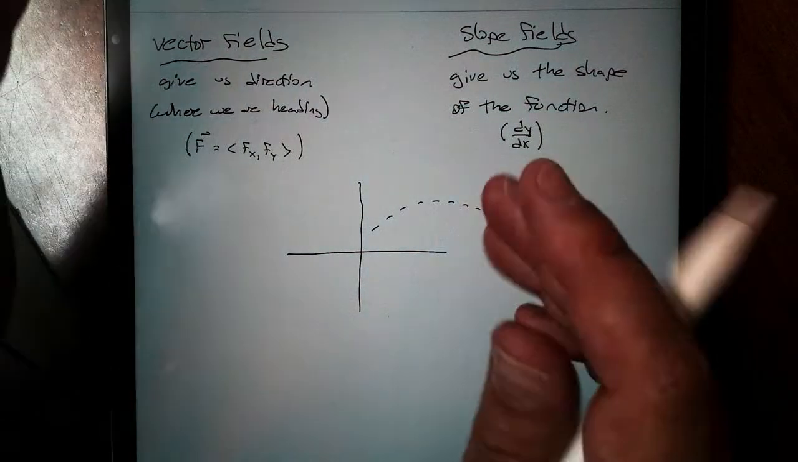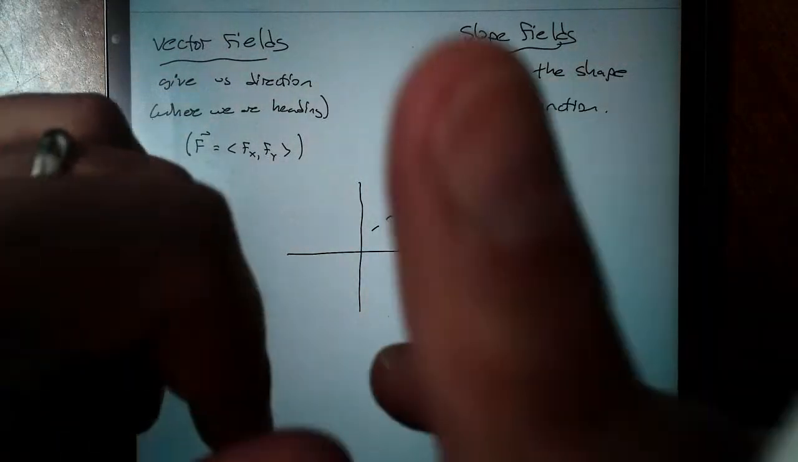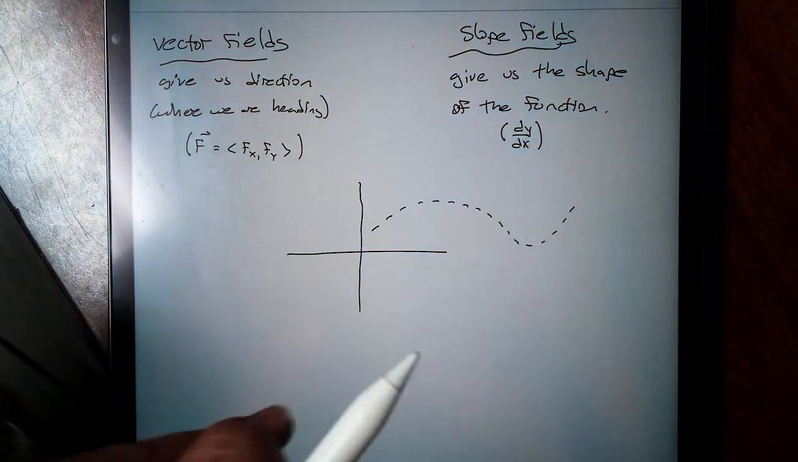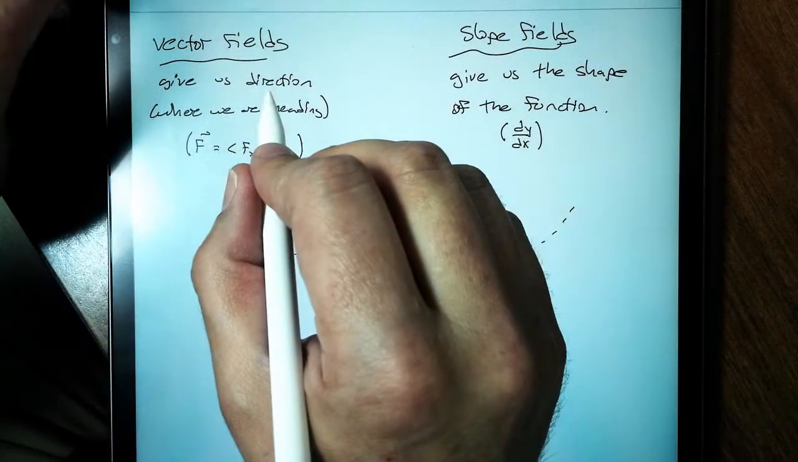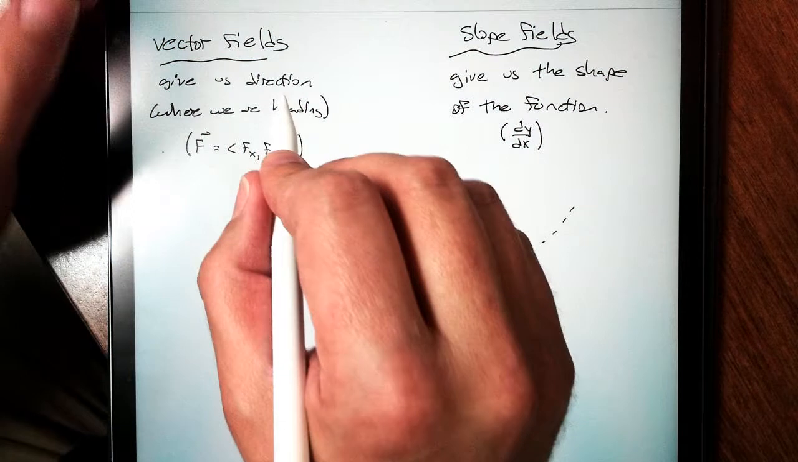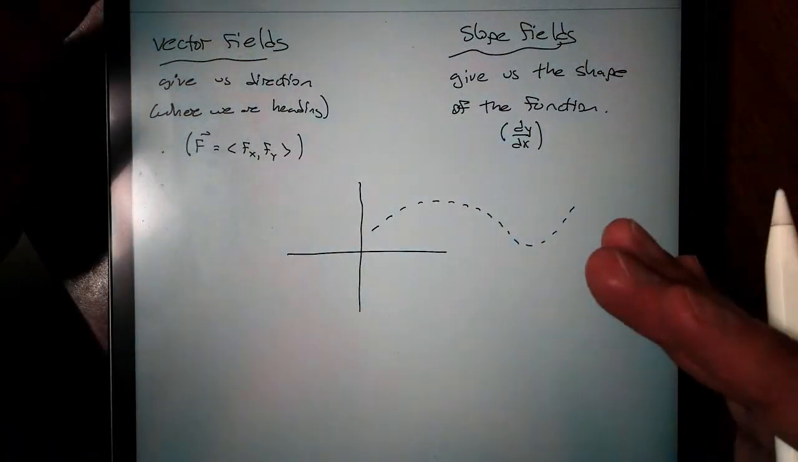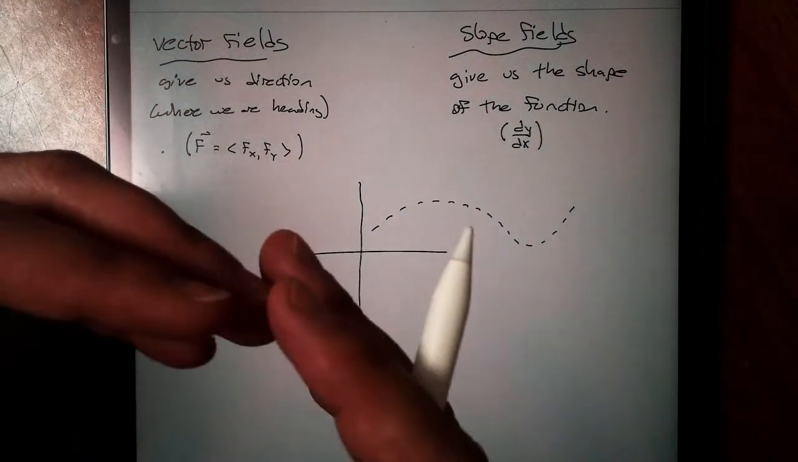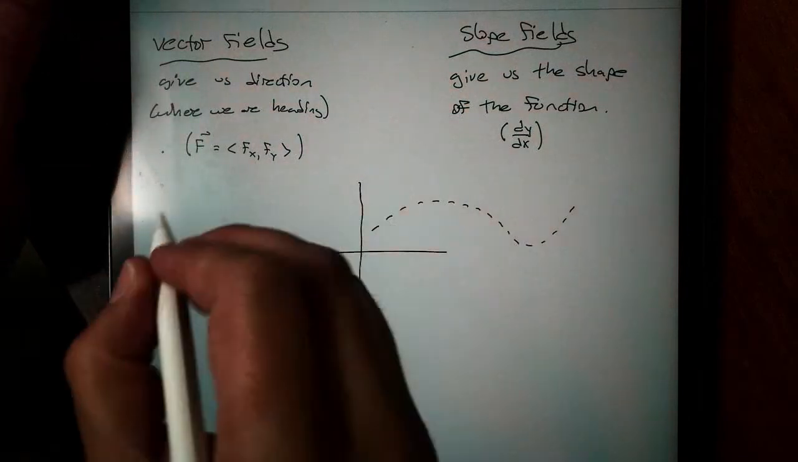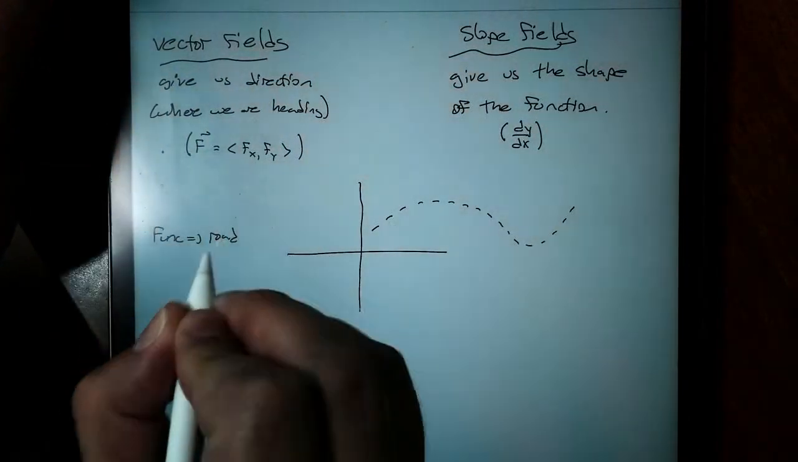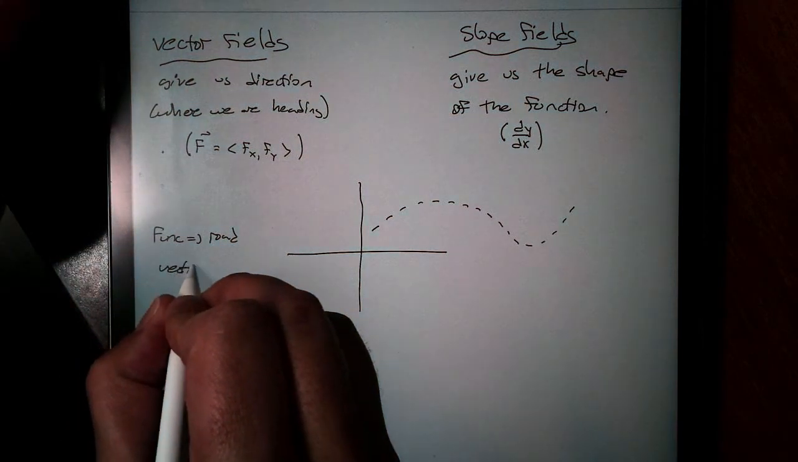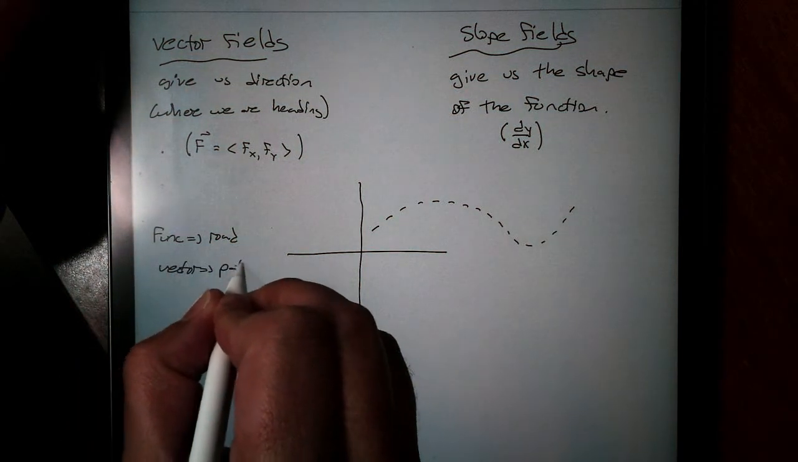And a vector field is very similar to a slope field, but it doesn't give us the shape of the function. What it's going to do is, like a vector, it just gives us the direction. You might remember earlier this year, we compared the difference between the function and a vector, where a function could be a road, where a vector is the path.